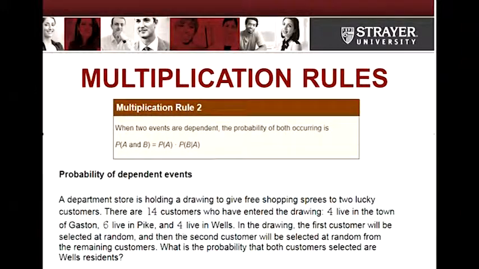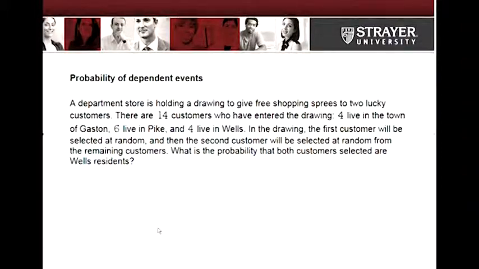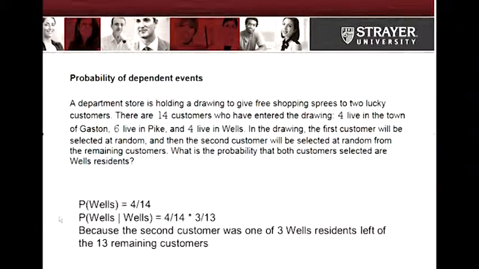So real quick, how many of the customers were from Wells? Well, there were 4 out of the 14 customers. So I just put the problem back in. The probability of somebody being from Wells was 4 out of 14. The probability of somebody being from Wells, given that we already pulled one from Wells, is 4 out of 14 times 3 out of 13. The 3 out of 13 is after you've already pulled one Wells resident out of the 14, so there are only 13 customers left and 3 Wells residents.